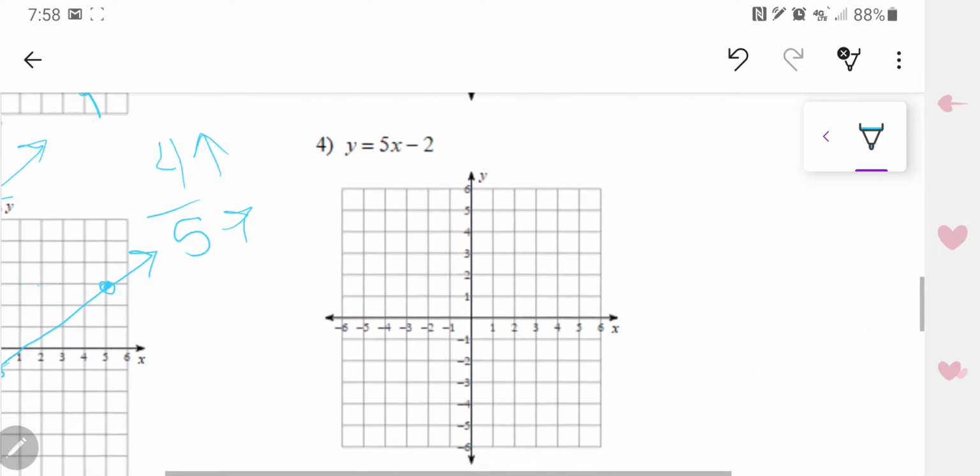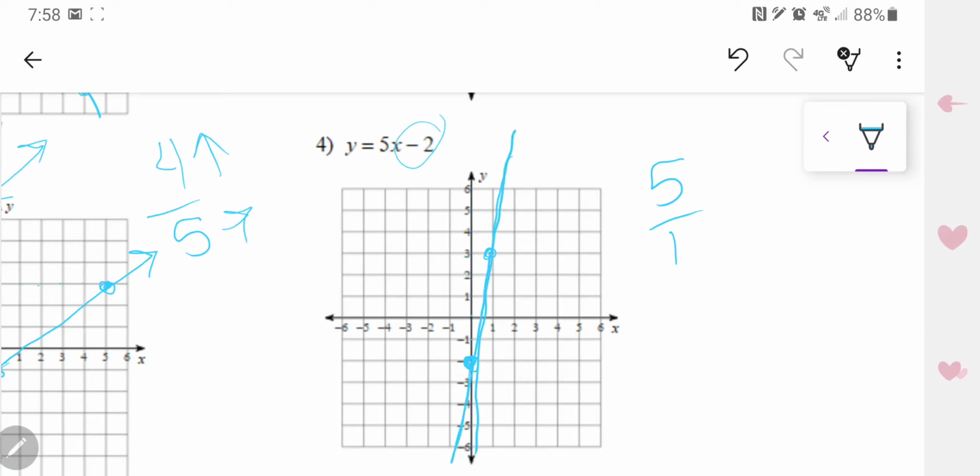Okay, last one we're going to graph together. Start at negative 2. And now our slope is 5. Remember, with a whole number, you want to make it a fraction. So 5 over 1. So up 5 over 1. I don't have any more room to do another one on either side, so we'll just connect. Ooh, that was a bad line. There we go.